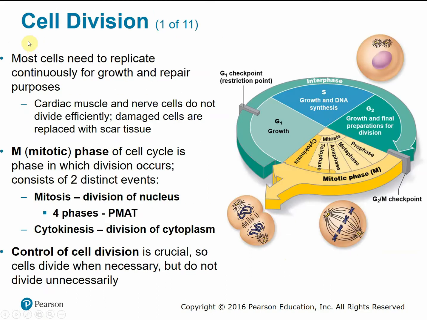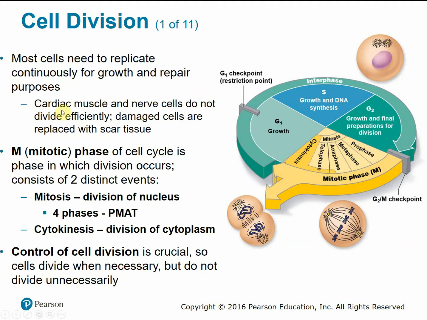Most cells need to replicate continuously for growth and repair purposes. So think of the skin on the inside of your mouth. It's constantly undergoing abrasions or getting burned. Right? So we're constantly replacing those cheek cells on the inside of your mouth because they're constantly getting damaged and sloughing off.